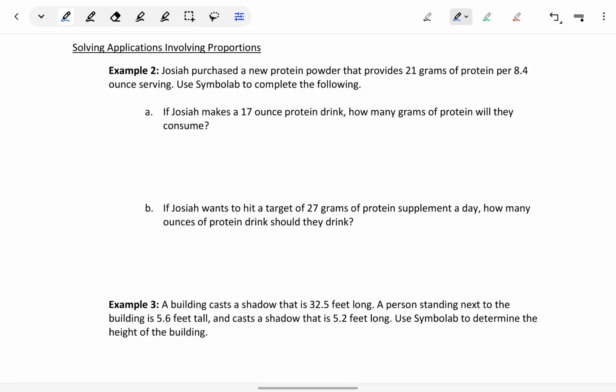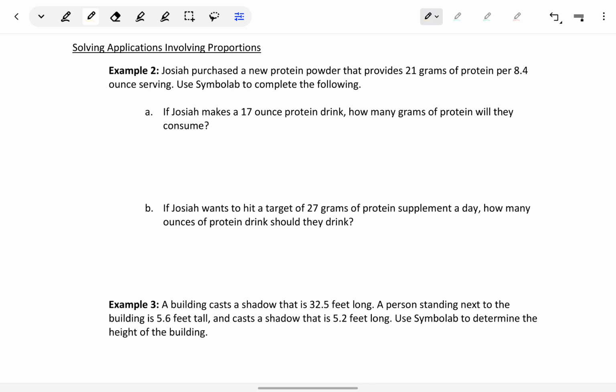In examples 2 and 3, we're going to be solving some applications involving proportions, meaning we're going to set up some problems that look identical to what we were doing in example 1. In example 2, we're told that Josiah purchased a new protein powder that provides 21 grams of protein per 8.4 ounce serving. We want to use Symbolab to answer parts A and B, and in part A we're asked, if Josiah makes a 17 ounce protein drink, how many grams of protein will they consume?